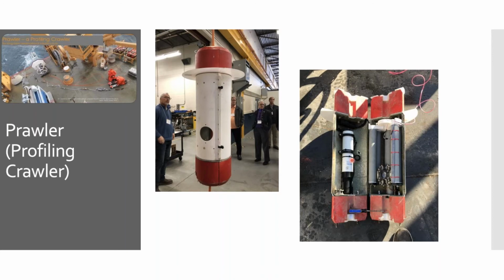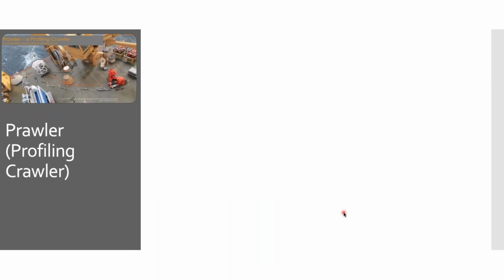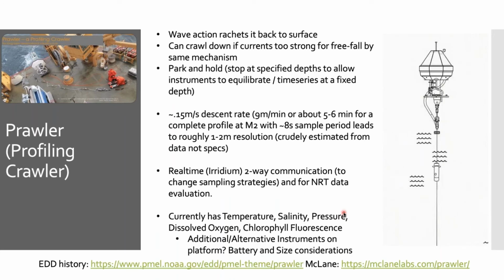On the right-hand side here, you can see it opened up with a temperature conductivity cell in it. We also are capable of putting dissolved oxygen and a fluorometer on there. On the right-hand side here is my silly little animated GIF to give you an idea of what the platform looks like. It free falls and then wave action and buoy heave, which is not properly depicted, slowly brings it back up to the surface.